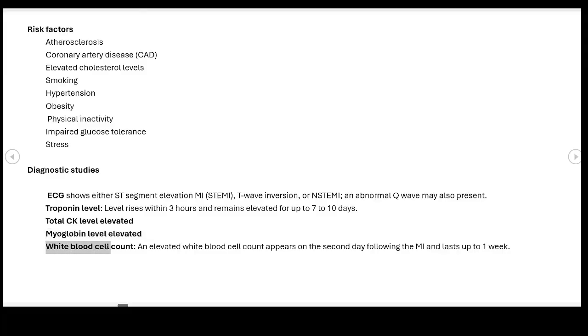Then after a few days, white blood cells will begin to go up. In this case, we say that the person had a myocardial infarction. So we say an elevated white blood cell count appears on the second day following the myocardial infarction, and this can last all the way up to 1 week. This is where I told you that in this situation, don't think about infection, think about MI. But when the temperature goes up, and the white blood cells go up, then you start thinking more about infection.